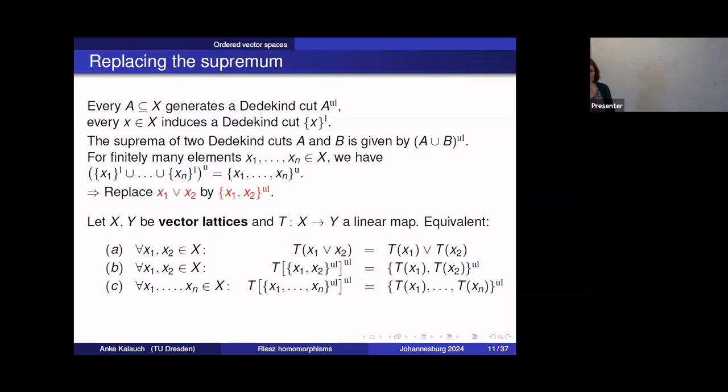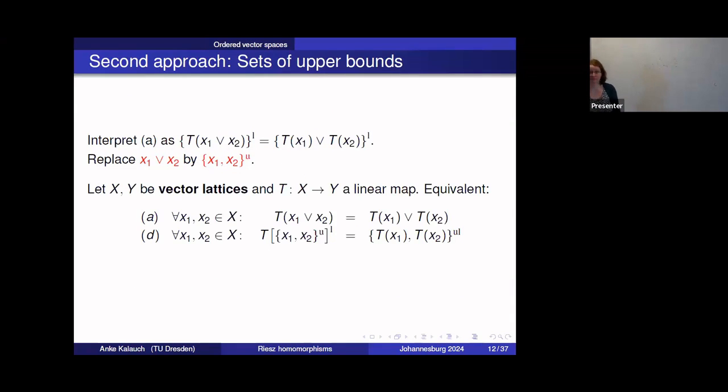There is a second approach. When this is equal to this, you can also look at the set of lower bounds. Then they are also equal. And there's an equivalent characterization. And now we just replace the supremum by the upper bounds. And this gives another notion, which in vector lattices is still equivalent to the Riesz homomorphism.